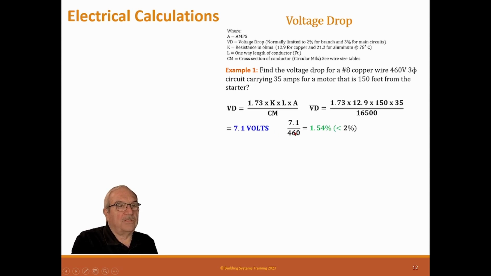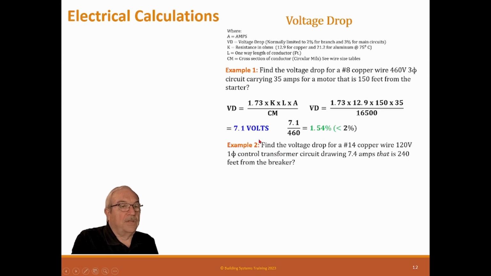And so this 7.1, if you have 460 volts, that's going to be 453 or so. So if you have 480 volts, it's going to be 473. So it's plenty. The minimum voltage would be 440, of course. So it could be no problem. Okay, let's do another example.